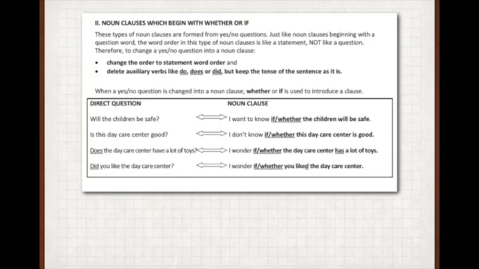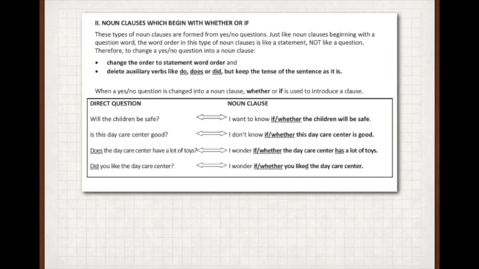Okay, and finally we have the third group of noun clauses which begin with whether or if. Now in this case, this is very interesting. Let's look at the direct question. Will the children be safe? Is this daycare centre good? Does the daycare centre have a lot of toys? Did you like the daycare centre?